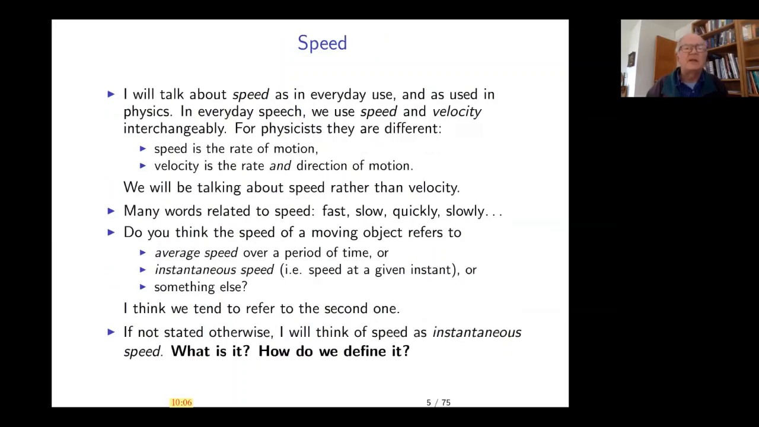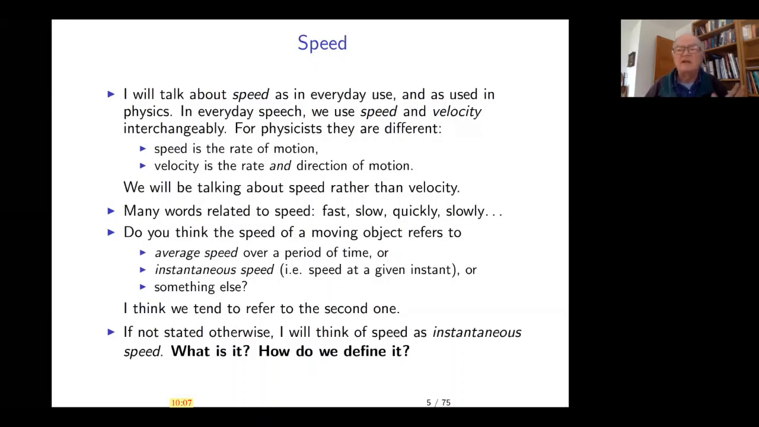So, to get started, when we talk about speed in everyday use, we just know what we are talking about. We say that car is moving fast, or that man is moving too slowly, and we have the feeling that we know what we are talking about. Sometimes we use speed and velocity interchangeably. For physicists, there are two different notions.